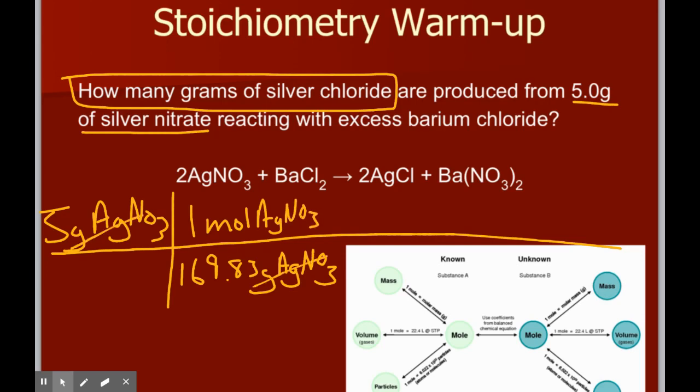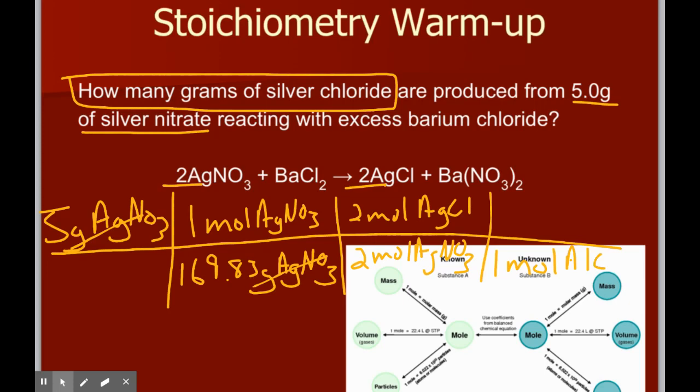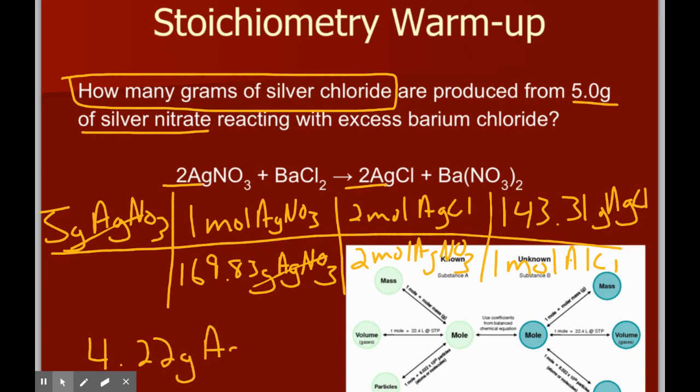Now our grams of silver nitrate cancel out and we're left with moles of silver nitrate. From the reaction, we see we have 2 moles of silver nitrate to 2 moles of silver chloride. So then we use the molar mass of silver chloride to give us our answer. So when you calculate that out, you should get 4.22 grams of silver chloride.